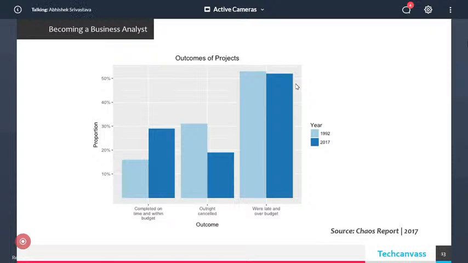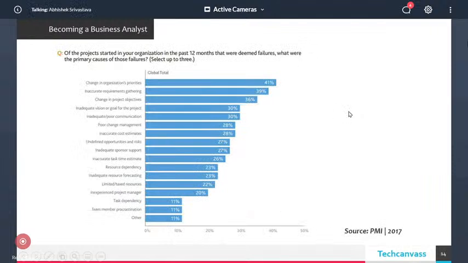Now, this number is not very good if you compare it with any other industry. Look at the car industry. Look at any other industry. Look at airplanes. The failure rates are very, very low, less than a percent. In fact, in airplanes, it's not even 0.00 something percent. So, billions of dollars are invested in IT projects, but the success rate has not been that good. So, why has the success rate not been good?